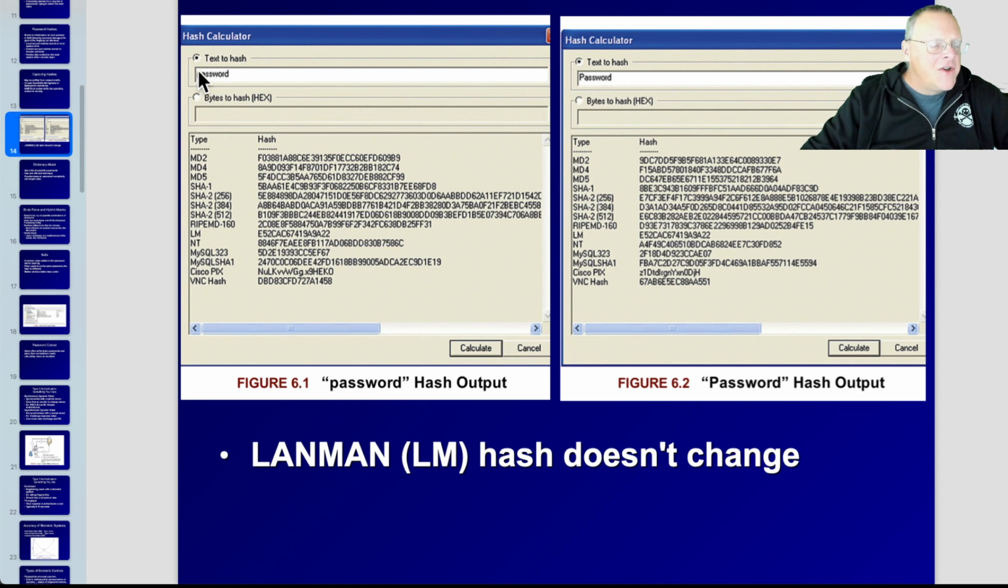Here are some common hashes. If you hash the word password, here are various kinds of hashes. Notice the LM one, E5C2, and if you put in password with a capital P, the LM hash is exactly the same. This is what's used by Microsoft Windows up through Windows XP. It is case insensitive. It is very easy to crack. And yep, that's the problem.